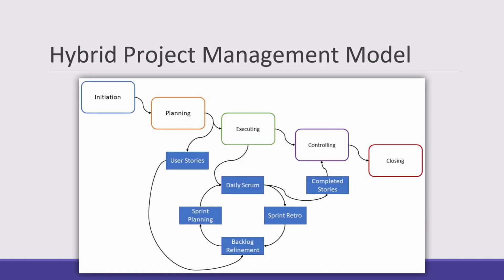Here's our hybrid project management model with the 5 phases of waterfall project management cascading down from upper left to bottom right. The agile artifact, user stories, is woven into the planning phase and is utilized while being modified in the executing and controlling phases. The Scrum events are utilized in the executing phase, and the controlling phase takes user stories and uses that as an input.